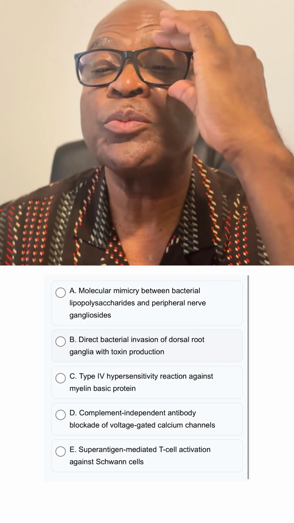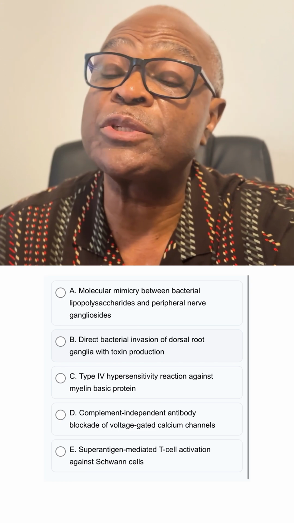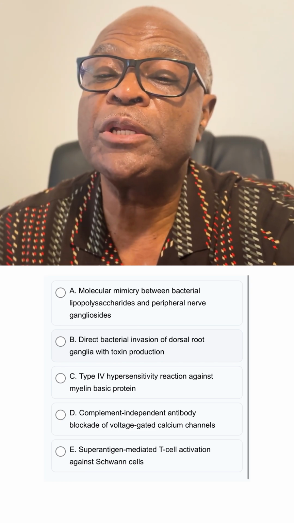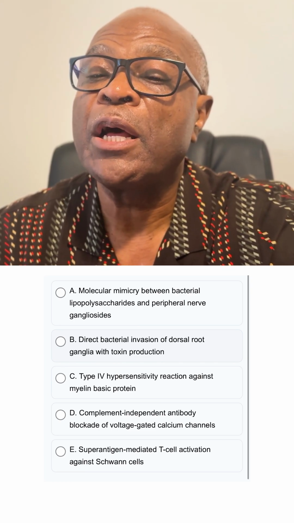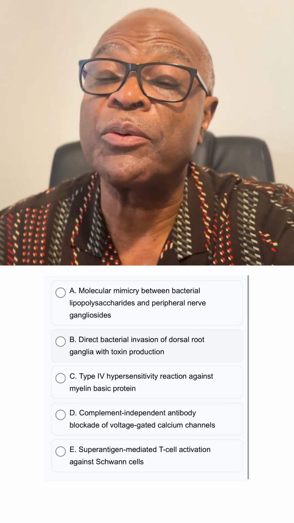E says superantigen-mediated T cell activation against Schwann cells. No, remember superantigen is associated with Staph aureus. D says complement-independent antibody blockade of voltage-gated calcium channels. No, it's not D. That doesn't say what we want.